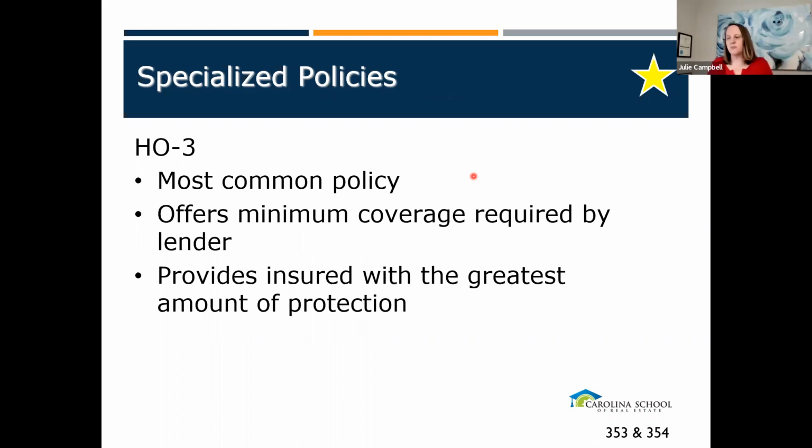So in other words, you guys, when the buyer is out shopping for insurance, they just can't get any policy. The lender has to approve the policy before they'll approve the loan. So the HO3 covers that minimum coverage required by the lender, and it offers the insured the greatest amount of protection. Let's back up just for one second.